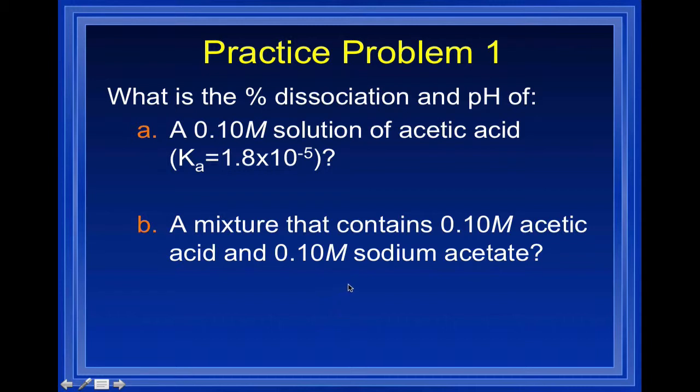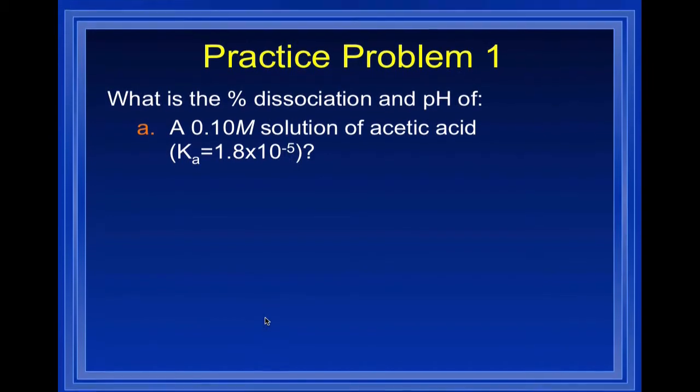All right, we're going to do one practice problem together, and there's two parts. The first part is wanting us to calculate the percent dissociation and pH of a 0.1 molar solution of acetic acid. And the second part wants us to do the same thing, but it's giving us a mixture with acetic acid, and then we're adding in some sodium acetate. So we're going to start with part A.